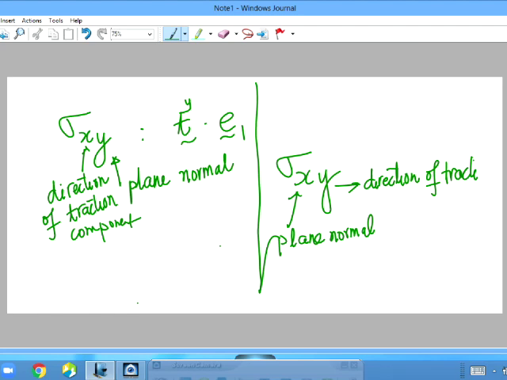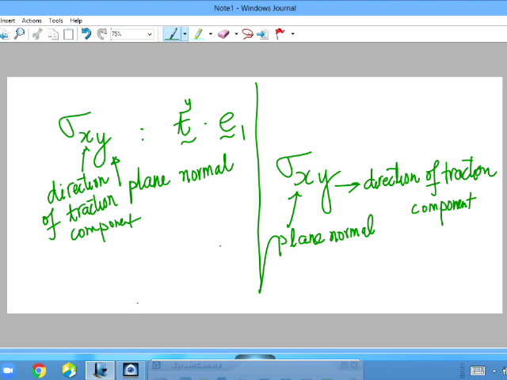Now why did we follow a different notation than what people are doing? You see, first of all, these are two different conventions and one need not be strict about these conventions. You can choose any convention you want.